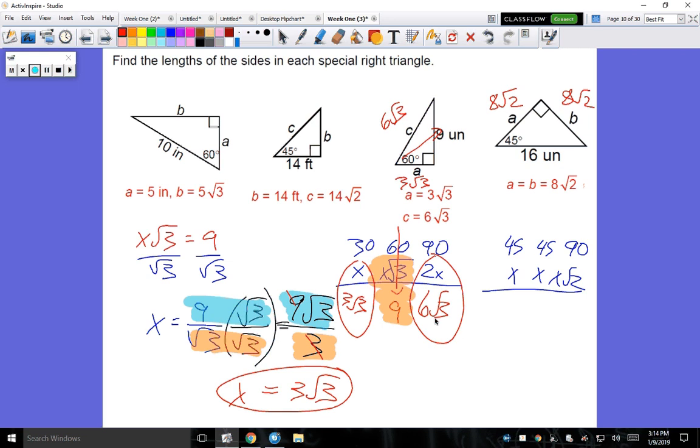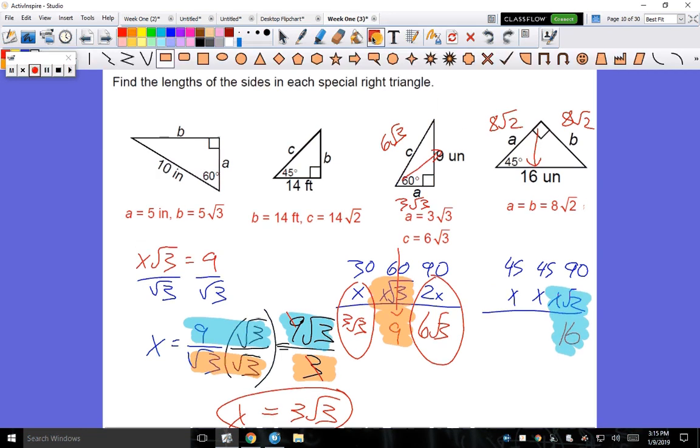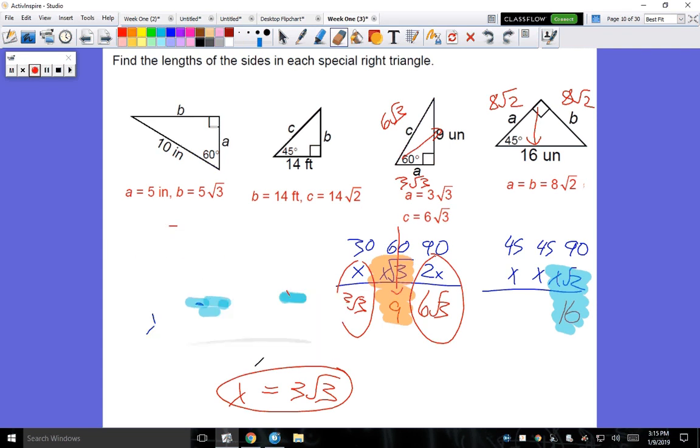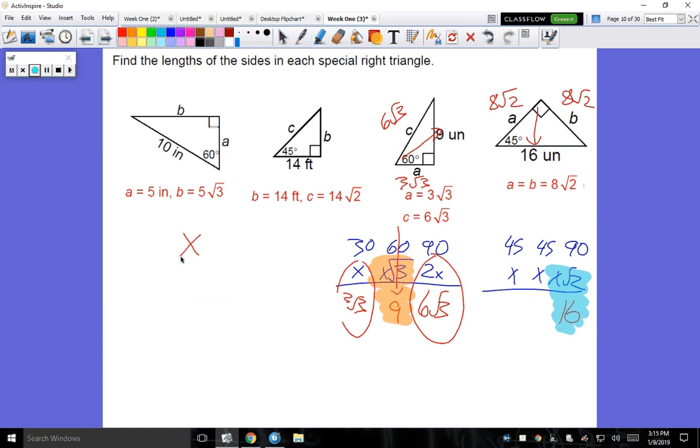Let's do the next one. Opposite from 90, we were given 16. Okay? So if I set those equal to each other like I did the last problem, and I solve for it, let's go ahead and do that real quick. I'm going to set up x root 2 is equal to 16, divided by root 2. So 16 divided by root 2. What do I need to do? 3 words.